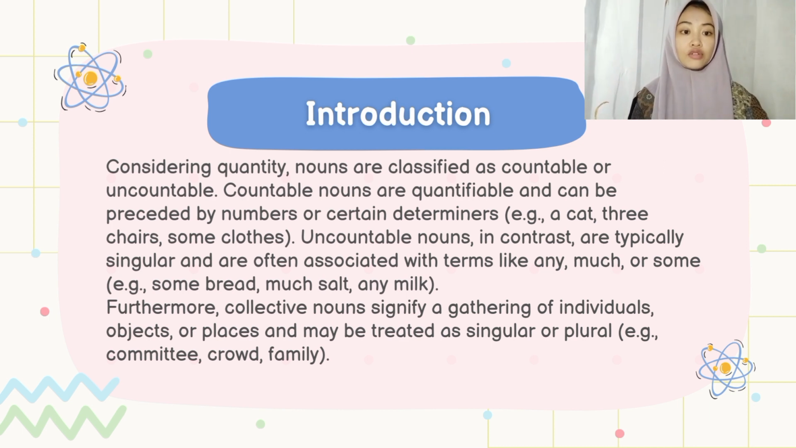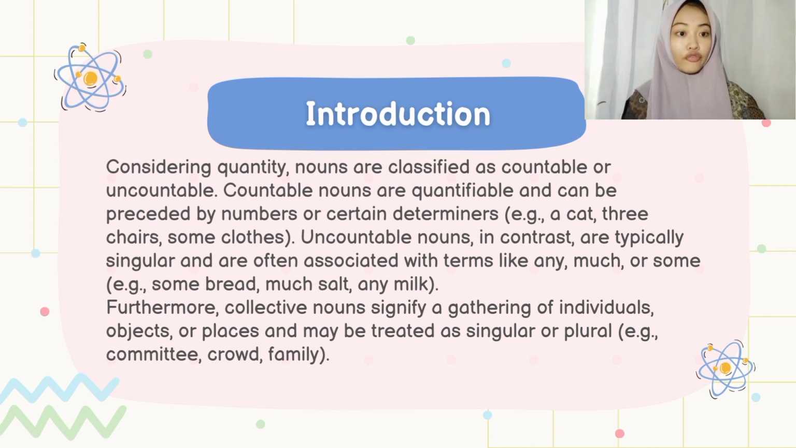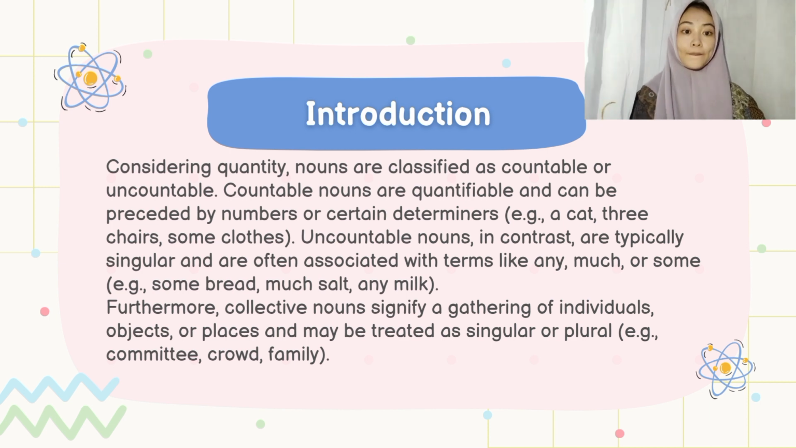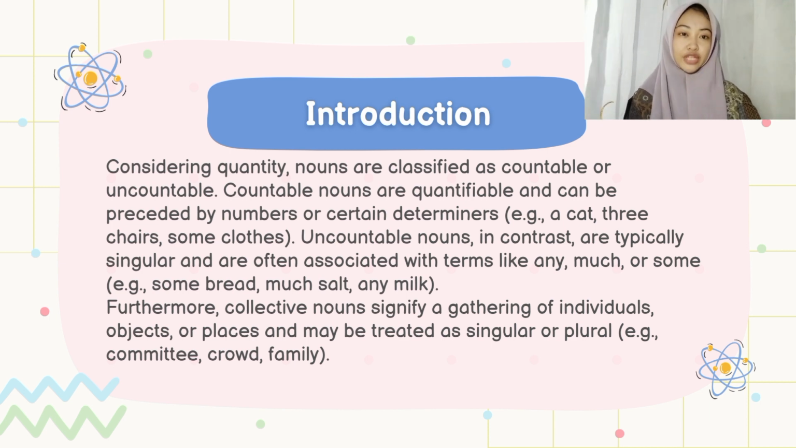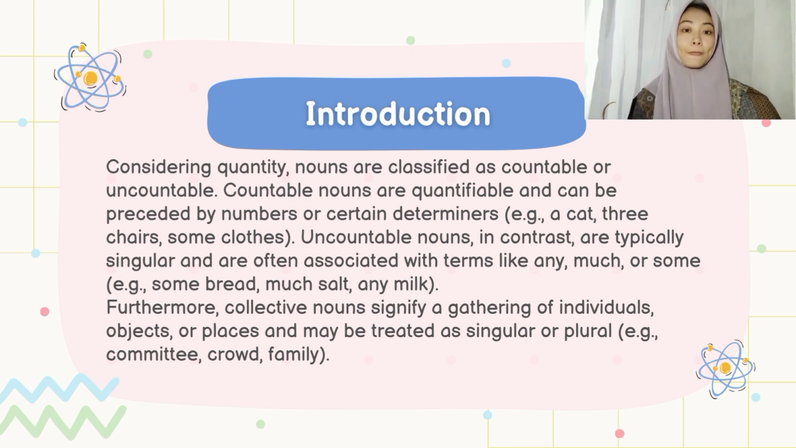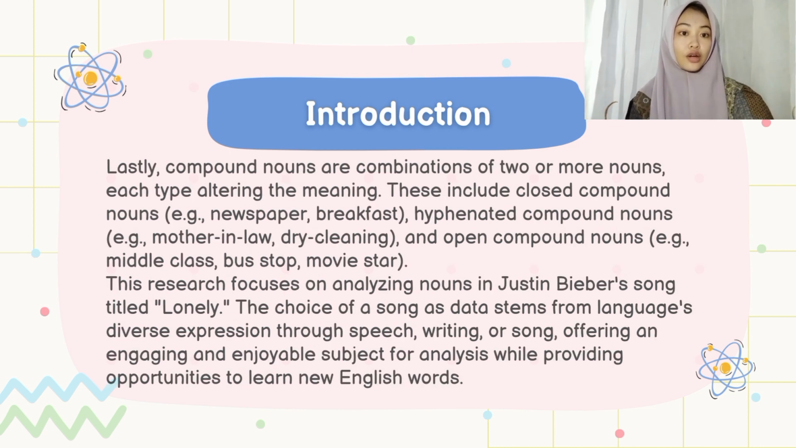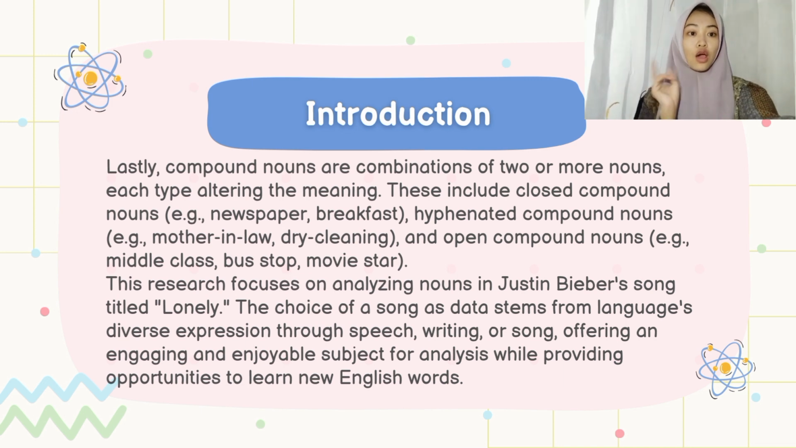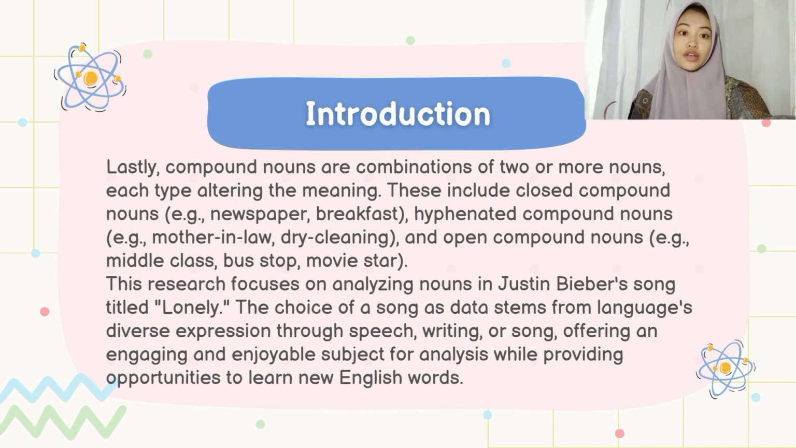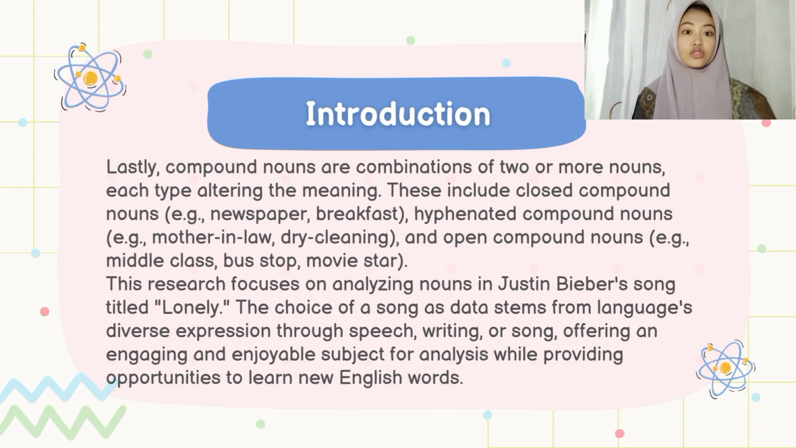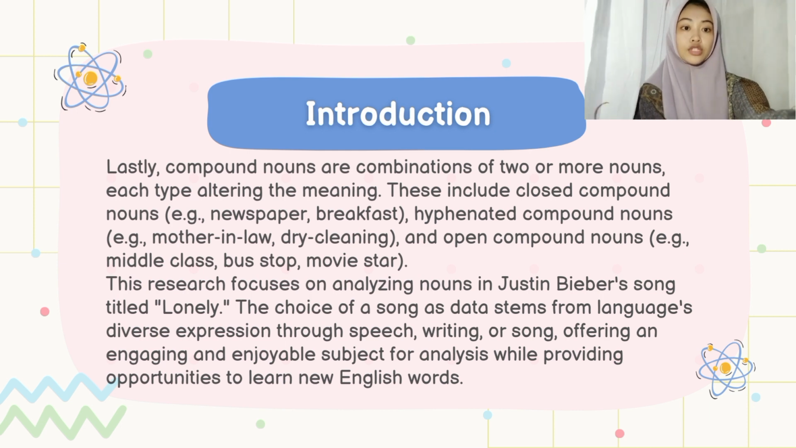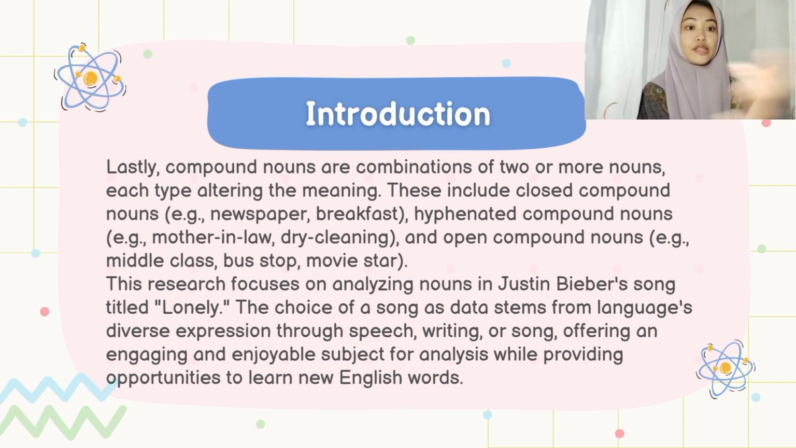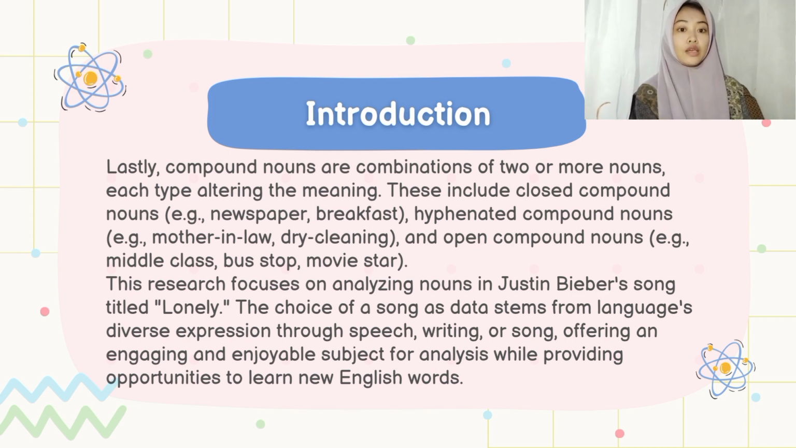Furthermore, collective nouns signify a gathering of individuals, objects, or places and may be treated as singular or plural. Lastly, compound nouns are a combination of two or more nouns, each type altering in meaning. These include closed compound nouns, hyphenated compound nouns, and open compound nouns, like middle class, bus stop, movie star.